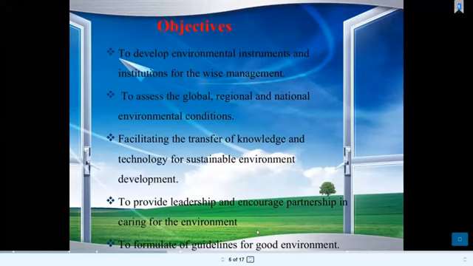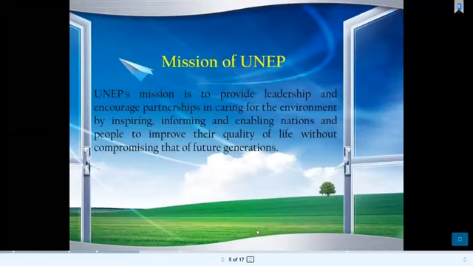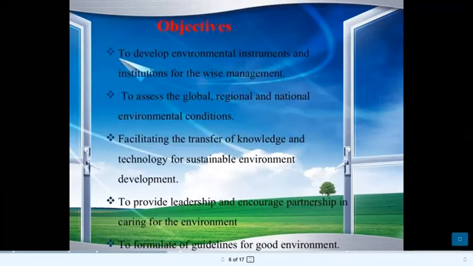So first is the mission of UNEP, the United Nations Environmental Program. The mission is to provide leadership and encourage partnership in caring for the environment, and the objectives are to develop environmental instruments and institutions for wise management. Second is to facilitate the transfer of knowledge and technology for sustainable environmental development. And also to formulate guidelines for a good environment, how to make a good environment without polluting. So mainly it is concerned with these objectives. Next is the role of UNEP. So what is the role of UNEP?